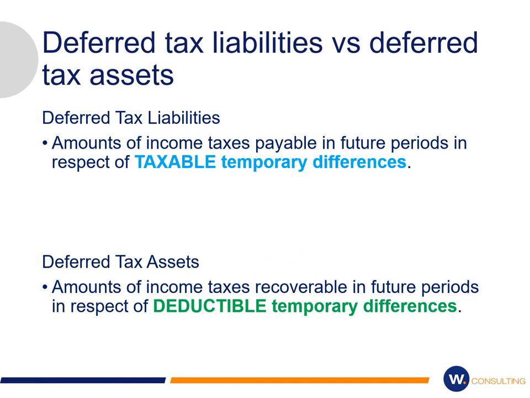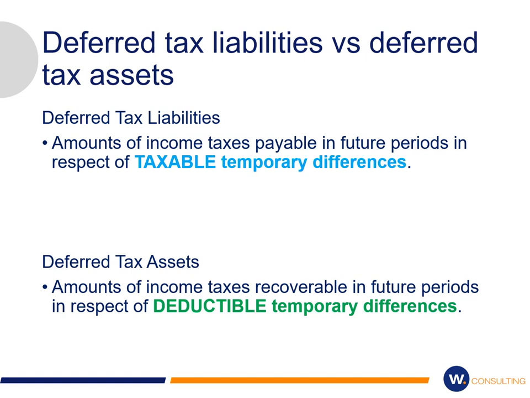Now, a deferred tax liability is the amount of income taxes that are payable in future periods in respect of taxable temporary differences. And if you think about replacing that with the various items, then you end up defining what a deferred tax asset is. A deferred tax asset is the amount of income taxes that you will recover in future periods in respect of deductible temporary differences.